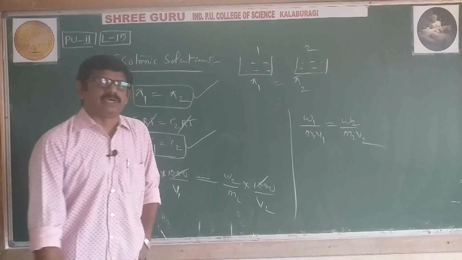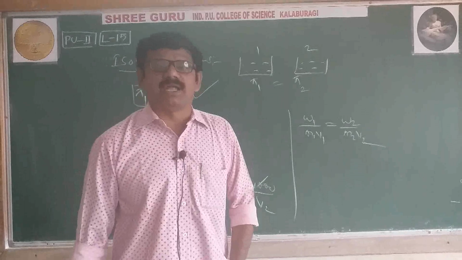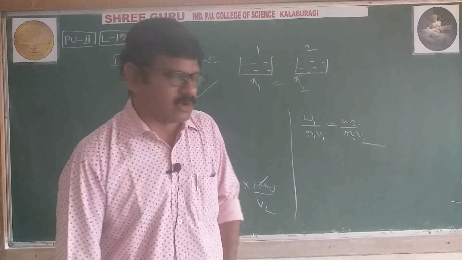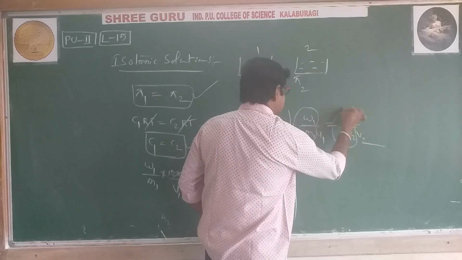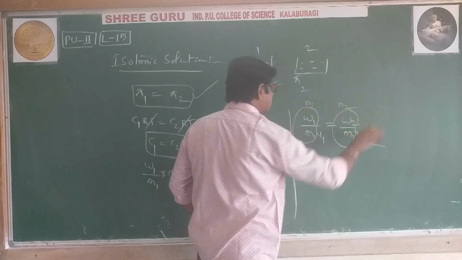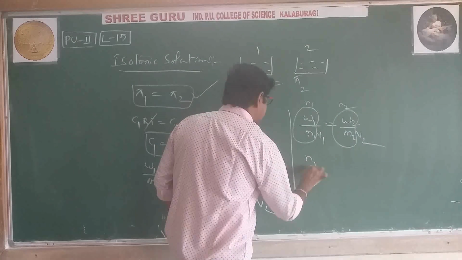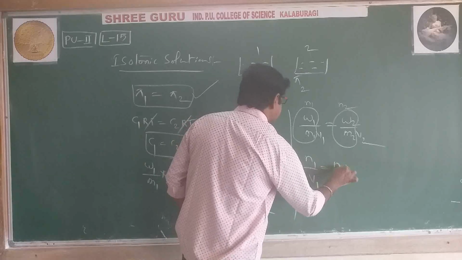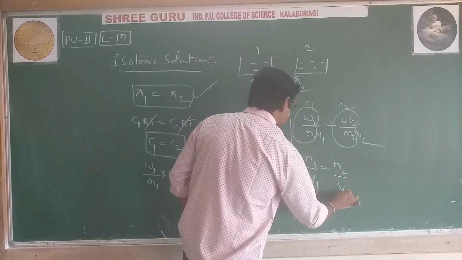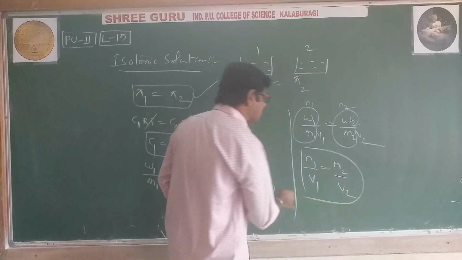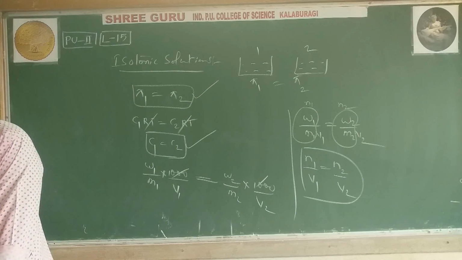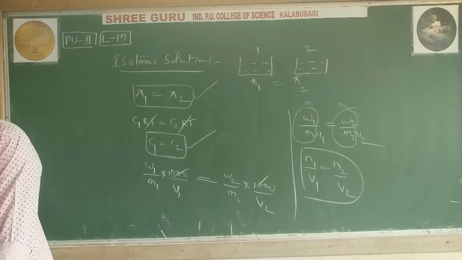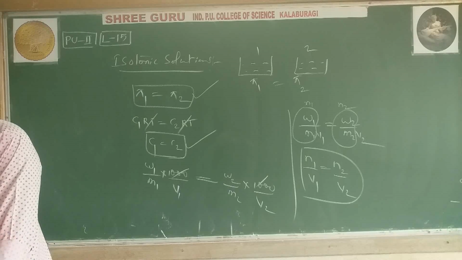Then, as already known to you, W1 by M1, mass by molar mass, is nothing but the number of moles. That's why instead of this term I can write N1, N2. Therefore you will get N1 by V1 is equal to N2 by V2. It is another formula we can derive like that. Why? Because both osmotic pressures are same.